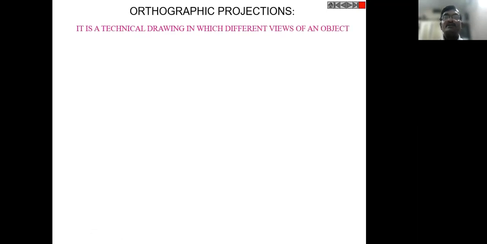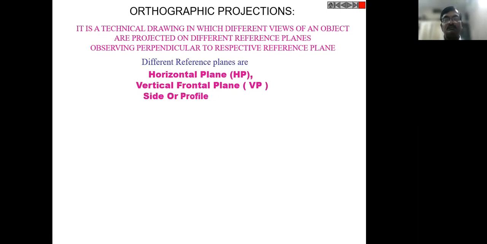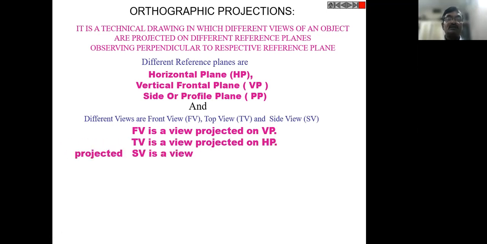It is a technical drawing in which different views of an object are projected on different reference planes, observing perpendicular to the respective reference planes. The different reference planes are the horizontal plane, HP, the vertical frontal plane, and the side or profile plane. The front view is projected on the vertical plane, the top view on the horizontal plane, and the side view on the profile plane. So there are 3 planes and 3 views.